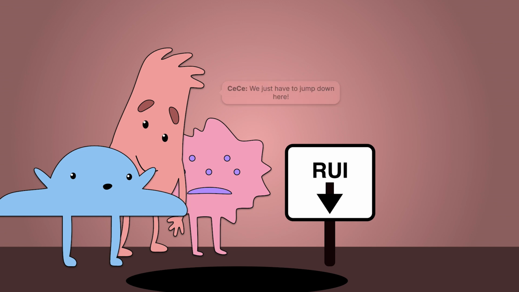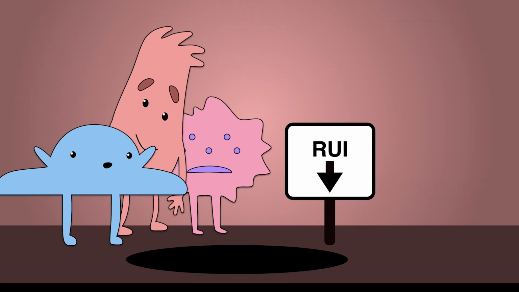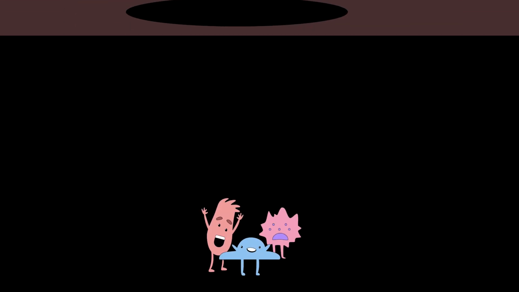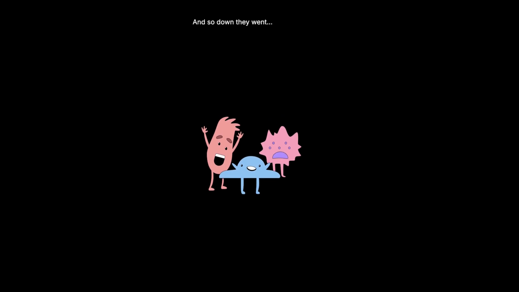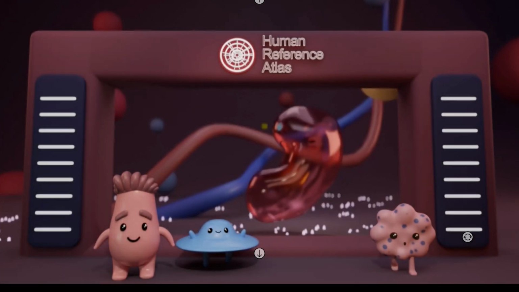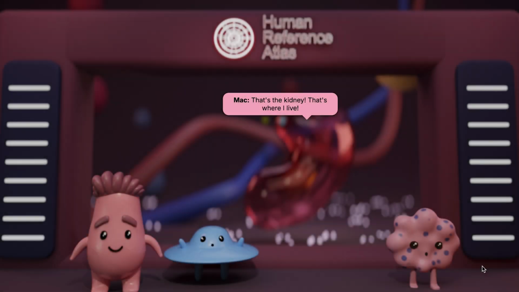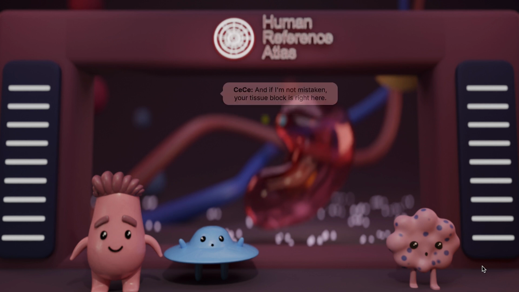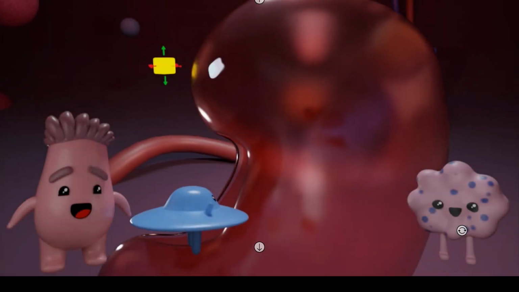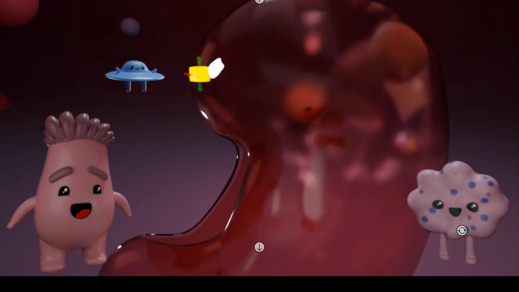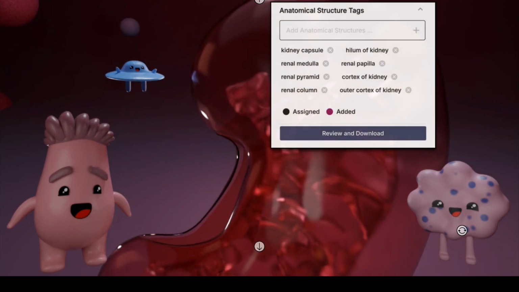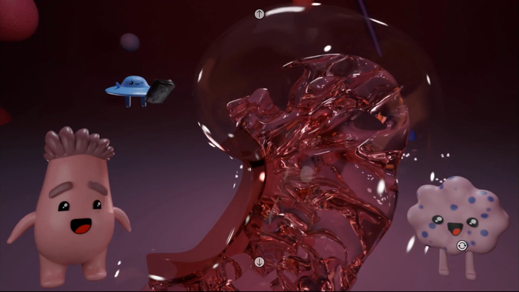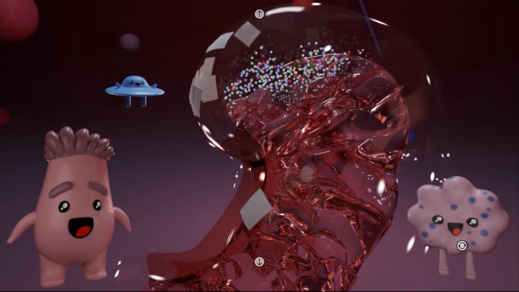In this story, we decided to signify the three cells' entrance into the realm of the Human Reference Atlas by a corresponding shift in aesthetic approach, moving from 2D illustration to 3D animation. Once they are in their new environment, CeCe and Squiggy show Mac how the RUI can use his spatial location to predict the kinds of cell types likely to be in his vicinity.